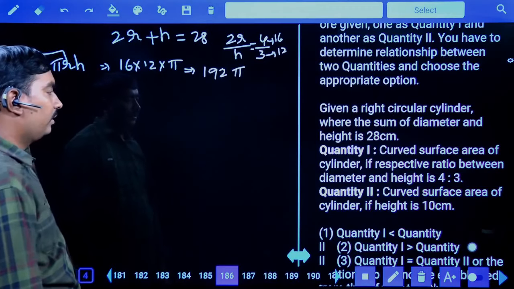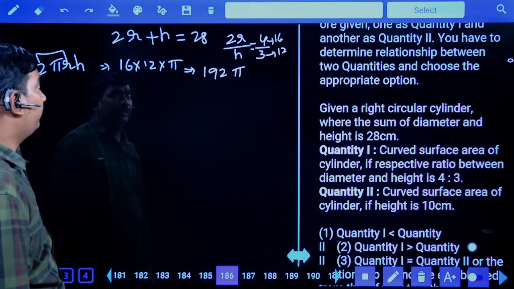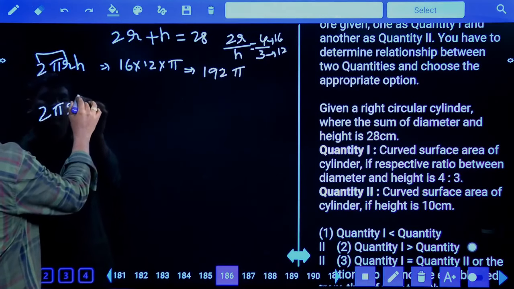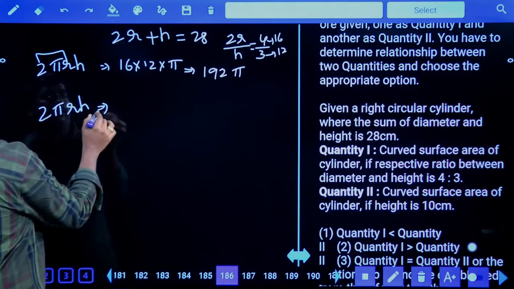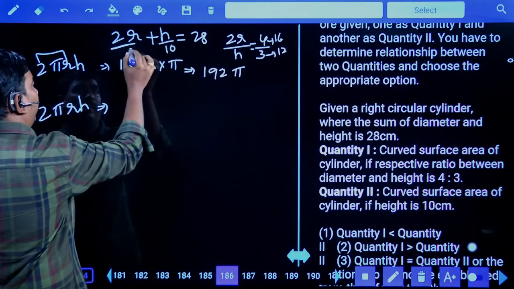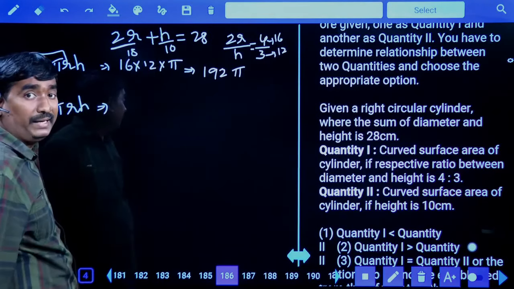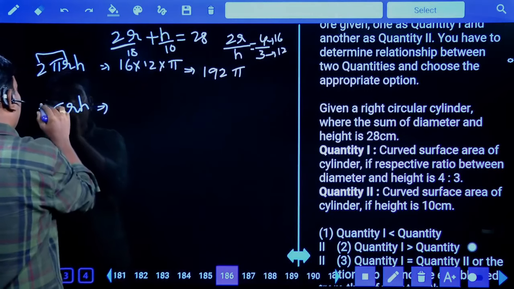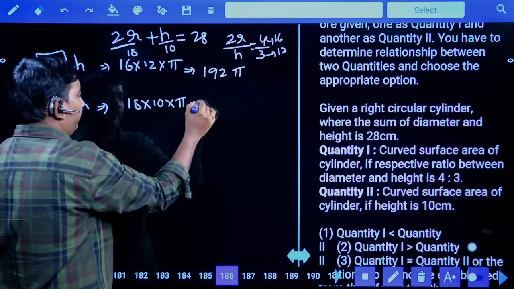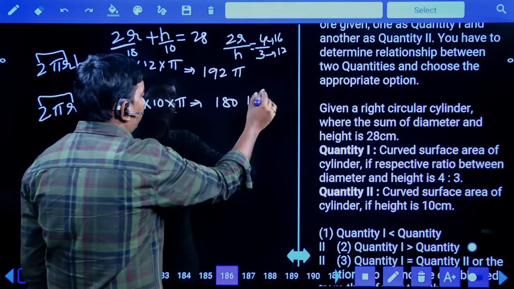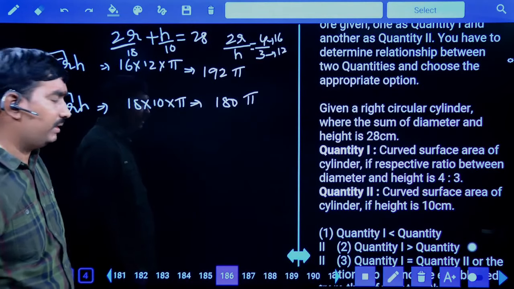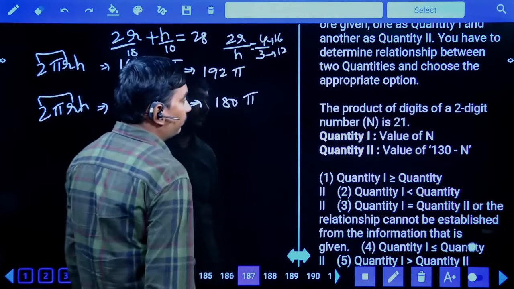Quantity 2: curved surface area of the cylinder if height is 10 centimeters. 2 pi r h. Height is 10 means 2r value 18. Why? Because 18 plus 10 is 28. 2r value 18, height is 10, into pi. This is 180 pi. Quantity 1 value 192 pi, quantity 2 value 180 pi. Answer is 1 is greater than 2.